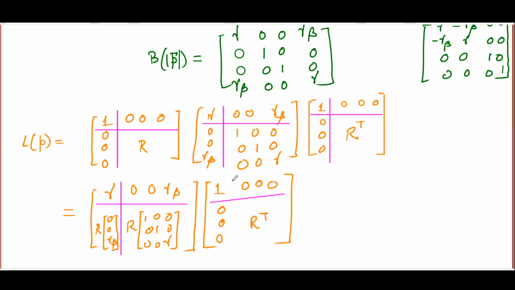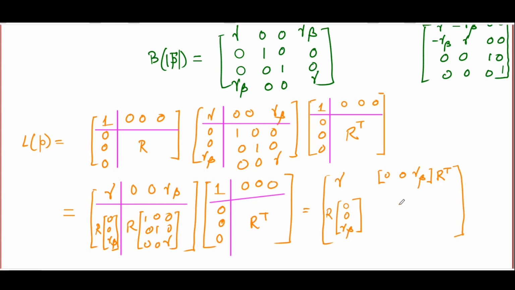Once again, using blocked matrix multiplication rules, we can easily carry out this multiplication, and the result is simply the following. You get gamma in the top left corner, then you have R(0, 0, gamma beta) down here, that doesn't change. What you have on the top right corner, that is this piece here, is just (0, 0, gamma beta) acted upon by the transpose matrix R^T. And finally, the 3 by 3 block that is sitting here turns out to be R times the matrix diag(1, 1, gamma), acted upon on the right by R transpose. So this is our final product matrix L(P).